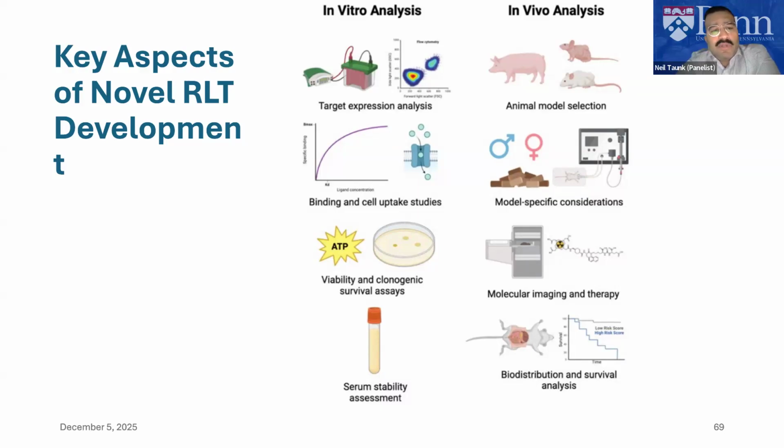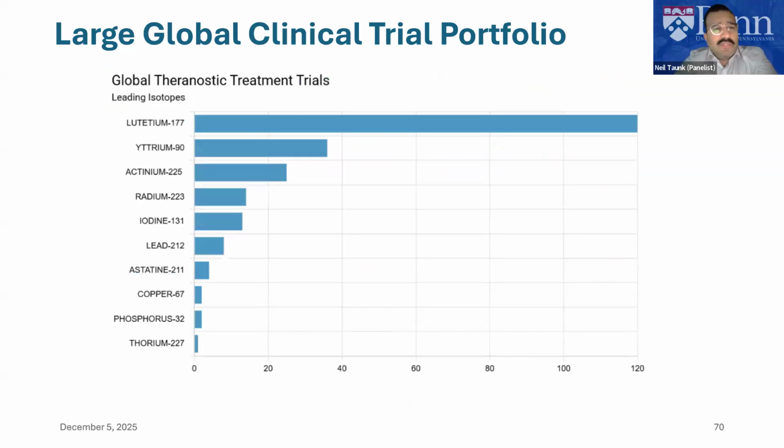But the first in vitro analysis starts with target expression analysis, cell uptake studies, viability, and classic clonogenic survival assays, and then serum stability assessment, seeing if this drug will just live. And then once you move into treatment models, animal model selection, model-specific considerations, imaging and therapy, biodistribution, you've got to see where the drug went, and then survival analysis in mice. And then that'll go onwards into first in human. The trial portfolio is massive. There's over 200 trials, probably closer to 300 now. For global theranostics, lutetium-177 dominates, but there's rapidly increasing trials in actinium-225, I-131, lead-212, and thorium.